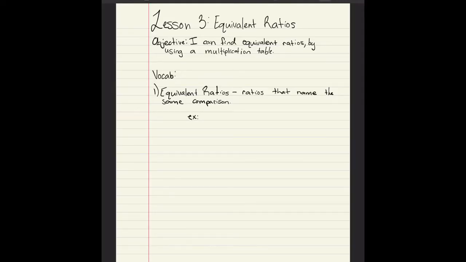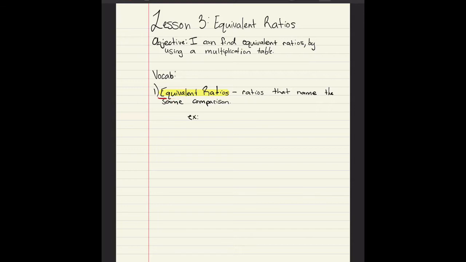This is equivalent ratios. And our objective today is I can find equivalent ratios by using a multiplication table. We have a vocab word today, which is equivalent ratios, which is important to know since that is what our lesson is about, right? Ratios that name the same comparison. Remember, ratios are just a comparison between two numbers, and equivalent ratios are just ratios that have similar comparisons.